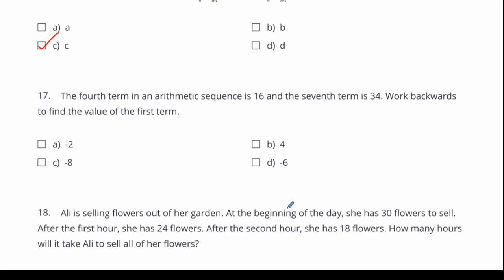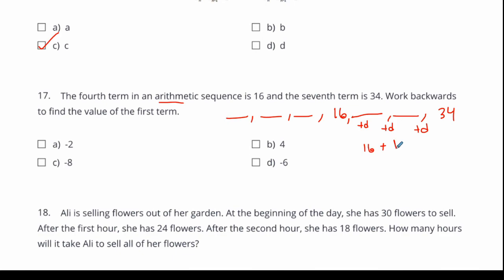All right, 17. The fourth term in an arithmetic sequence is 16, and the seventh term is 34. So 1, 2, 3, 4, 5, 6, 7. It's arithmetic, so I know I'm adding every time. Work backwards to find the value of the first term. So think about, you have to add to get to the next term. You have to add to get to the next term. Then you have to add to get to 34.